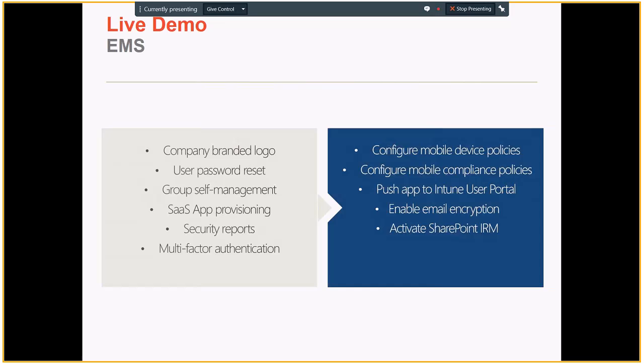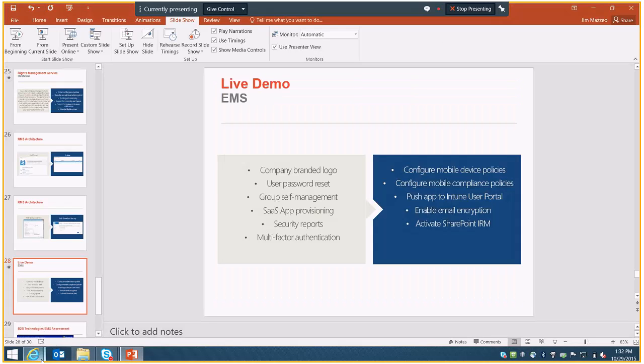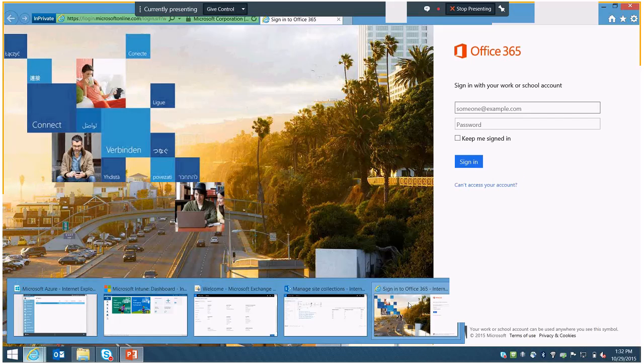Now we could actually look at a few demos of all of this, just quickly go through everything we've gone through right now. Basically, I'm going to get out of this SharePoint slide. Let's take a look at maybe, on the user side, what they'll see for this company-branded logo or their user password reset or group management policy. Say I'm just a normal user signing on to 365.